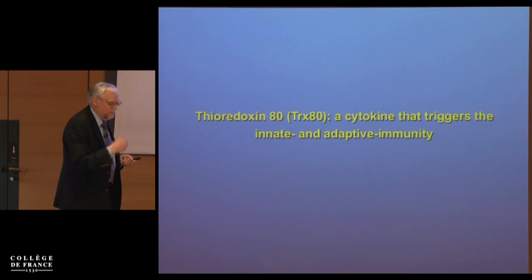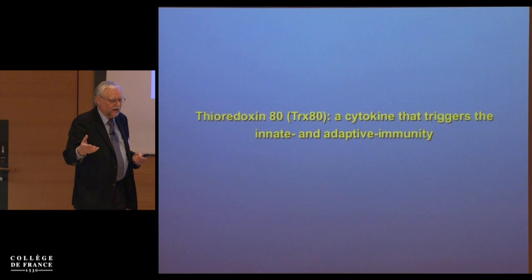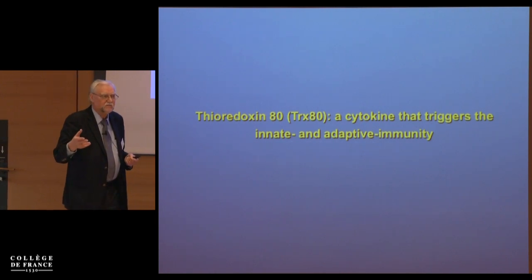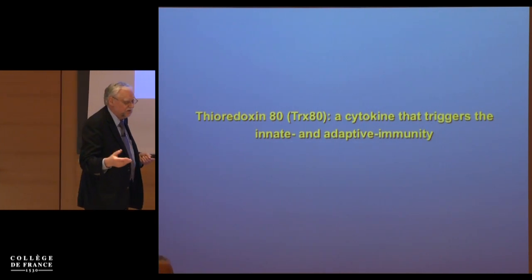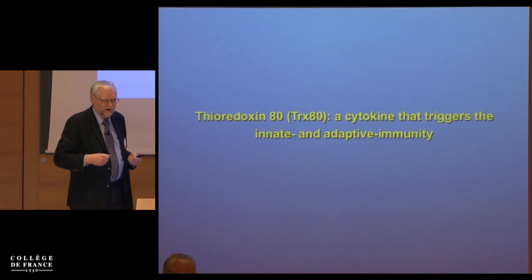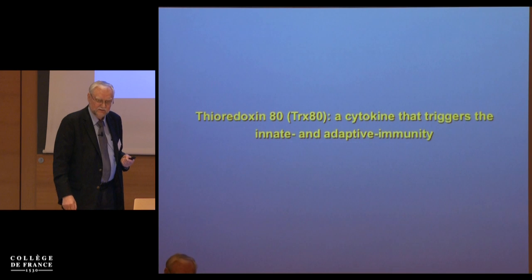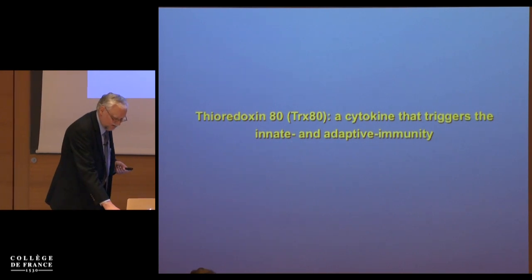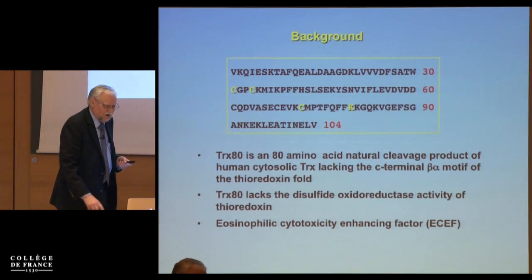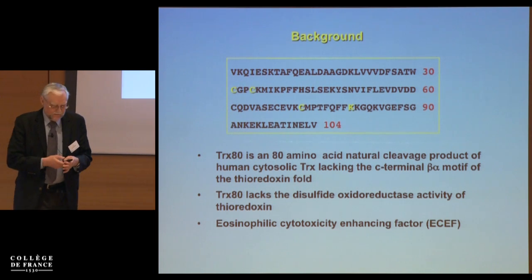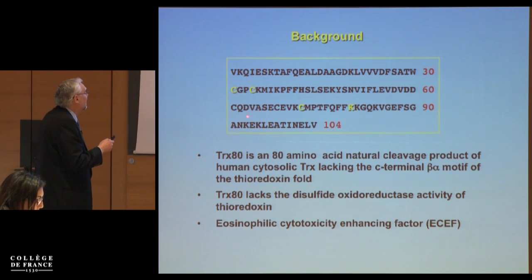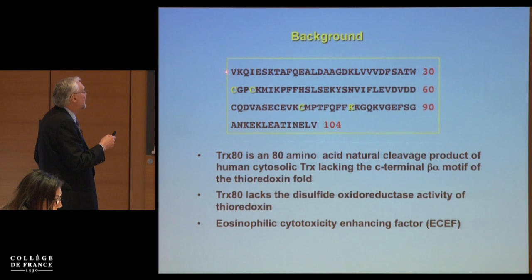Thioredoxin 80 became something playing in the immune system. And we started to work on this with Claes Pekkari, a graduate student, in about 85 maybe, or 90, around 90. And the background is the following. Thioredoxin is 104 residues, 105 if you count the first methionine.